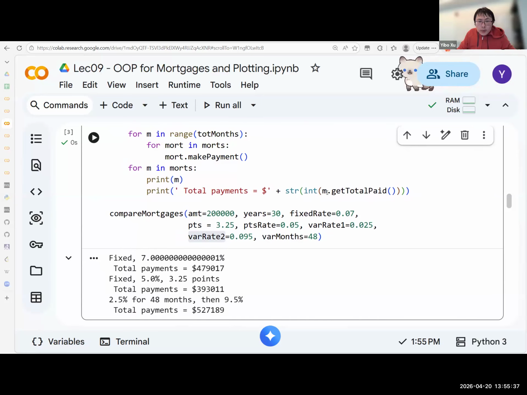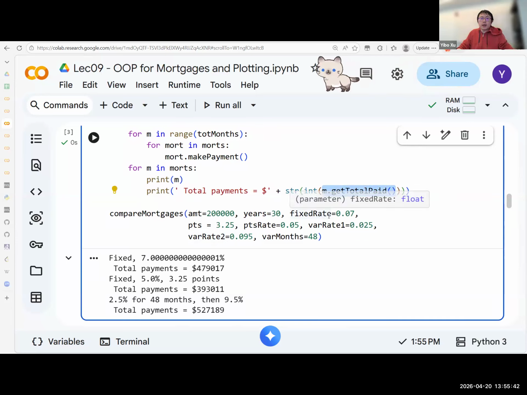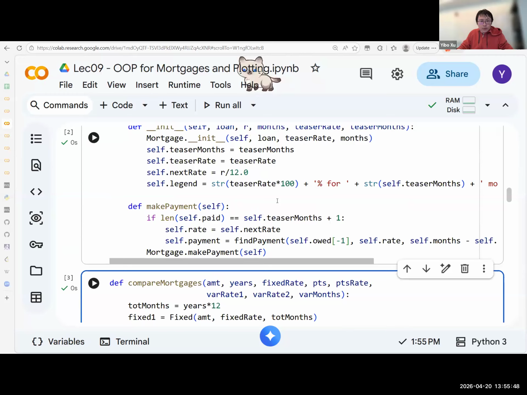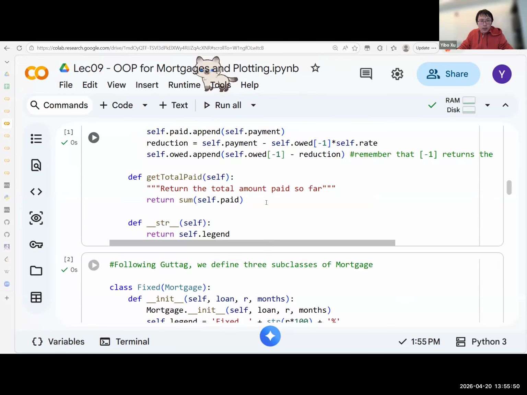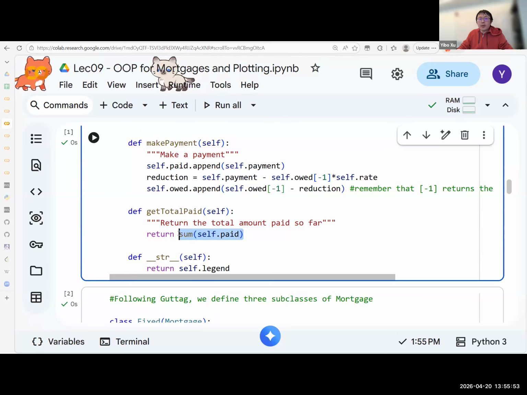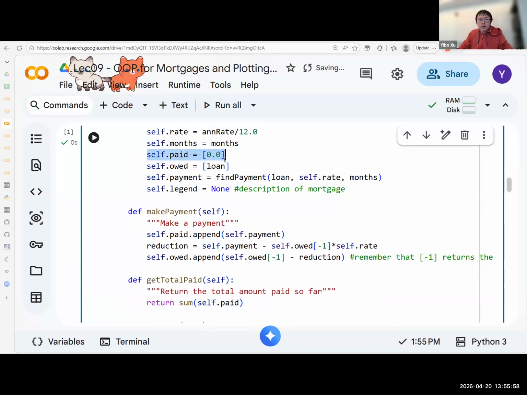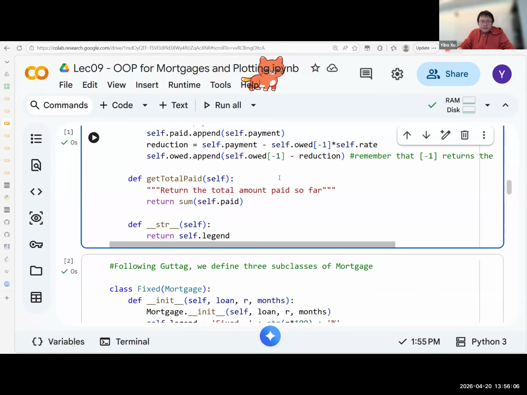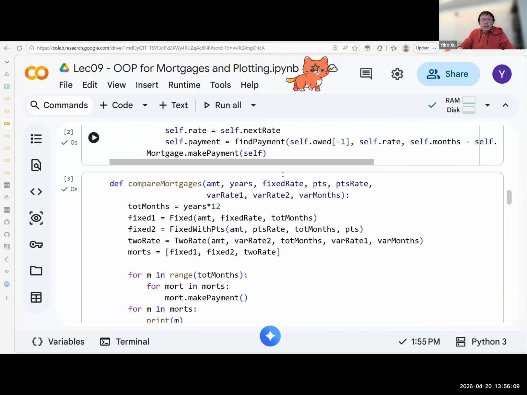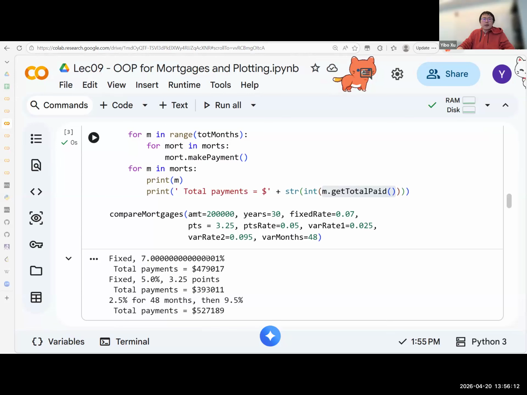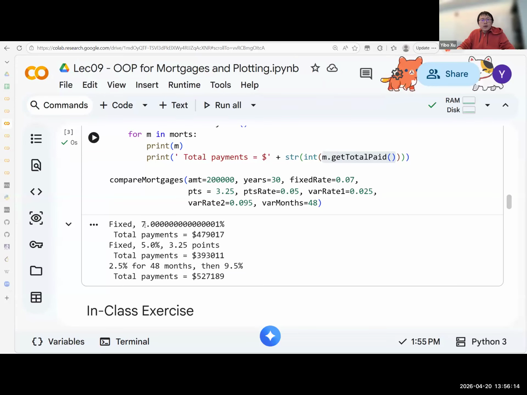And I'm done. So we are calculating the total payments. What's that? Meaning we are just adding up all the monthly payments we already established. Remember what the total payment is: it's actually summing all the payments. The sequence of self.paid is basically all the monthly payments that we have established, regardless of what kind of loan we have, right?